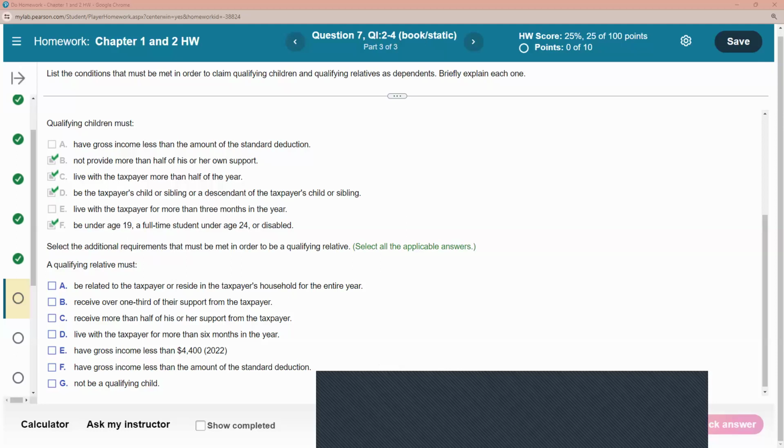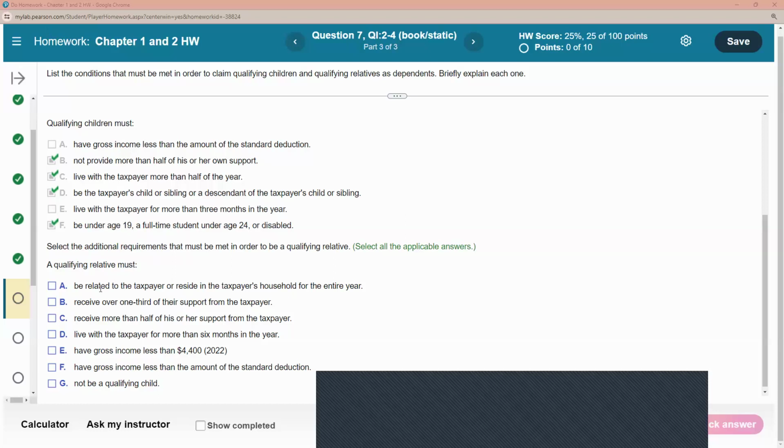As it relates to the gross income test, the individual's gross income for 2022 must be less than 4,400, and for 2023, their gross income must be less than 4,700. In addition, they have to receive more than half of his or her support from the taxpayer. And lastly, they can't be a qualifying child.